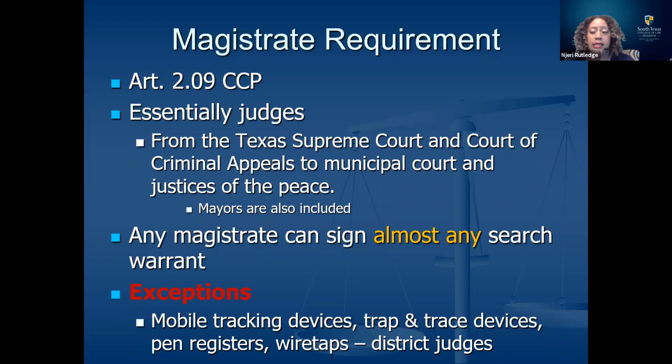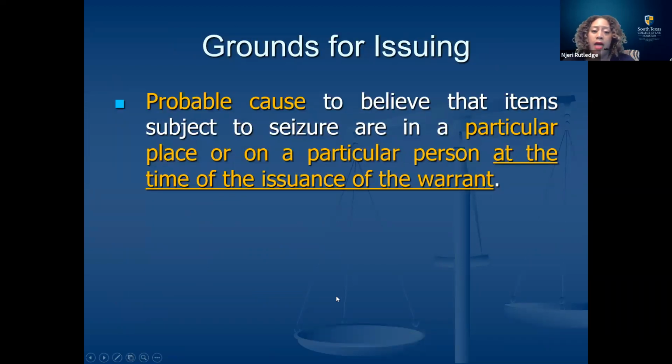Any magistrate can sign off on almost any warrant except mobile tracking devices, trap and trace, pin registers, wiretaps. Those have heightened privacy interests. Therefore, those can only be signed off by district court judges. The grounds for issuing needs to be PC to believe that items are in a particular place or on a particular person. And here's the important part: at the time of issuing the warrant. Remember my hypothetical about the undercover buy bust. If there is no reason to believe, no probable cause to believe that there's evidence of a crime at that moment when I'm signing it, I can't sign it.